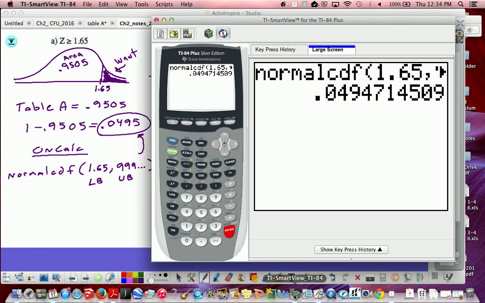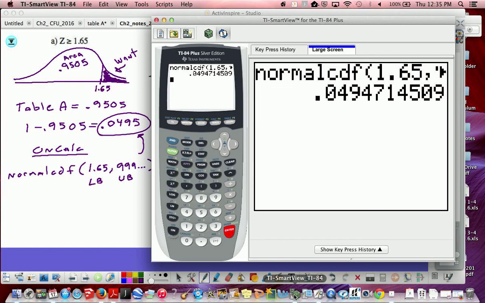If I round to 4 decimal places? Yes, 0.0495. Is 1.65 the lower and 999 the upper? Correct, for this one, yes. I got 0.950. What did you go for your lower bound to your upper bound? Negative 1.65. Why were you going negative? I don't know. Okay.